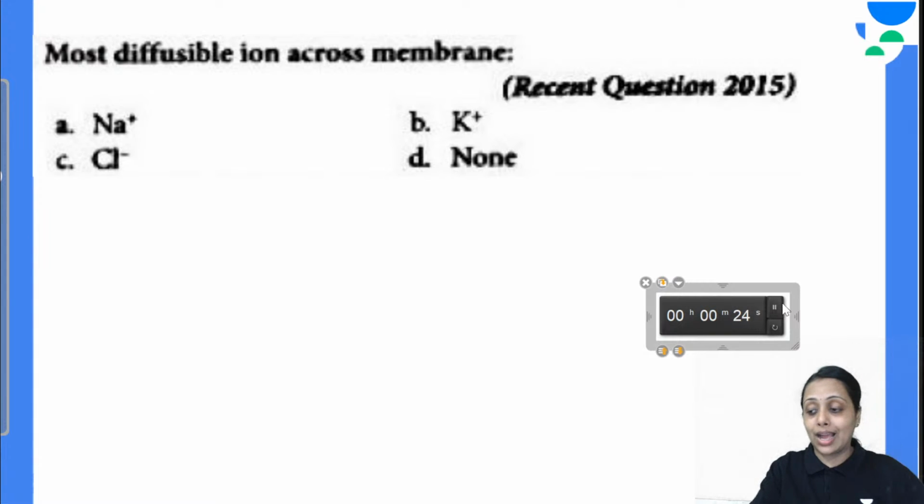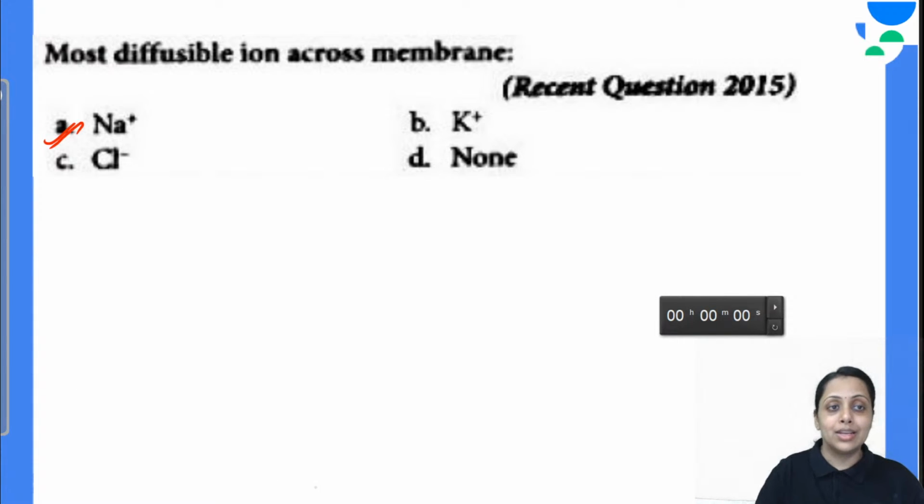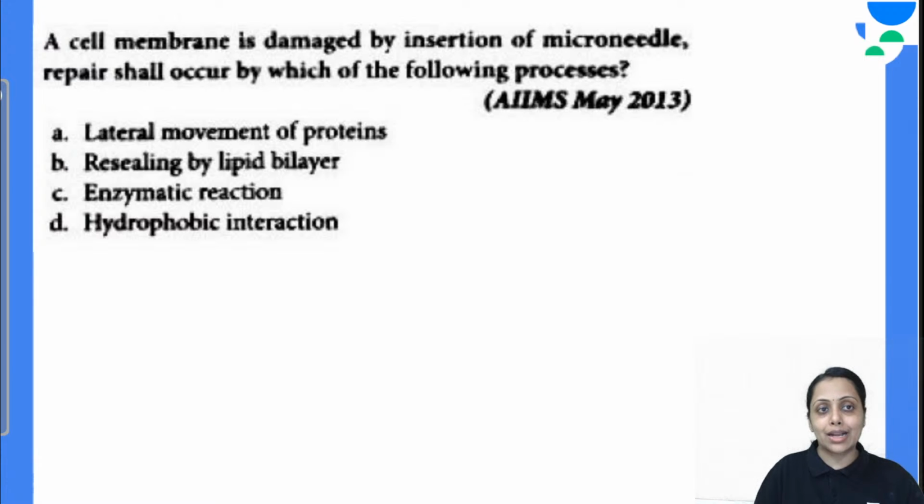Most diffusible ion across the cell membrane is sodium ion. Do you remember? Answer is A. Coming to the next one.